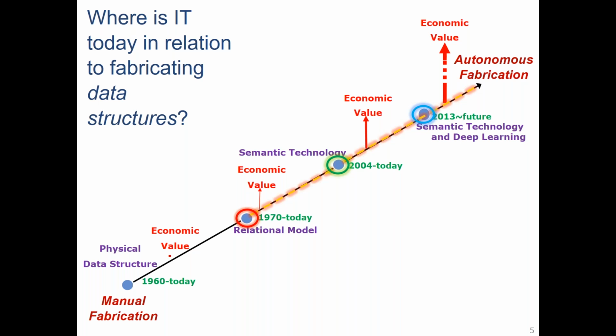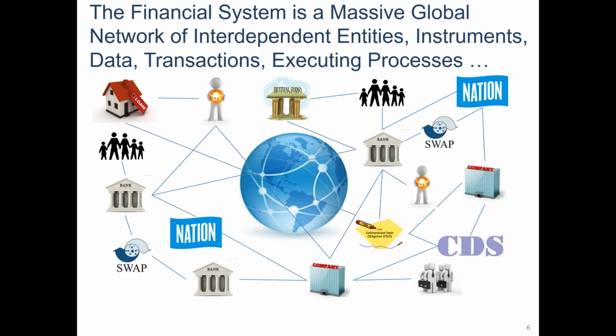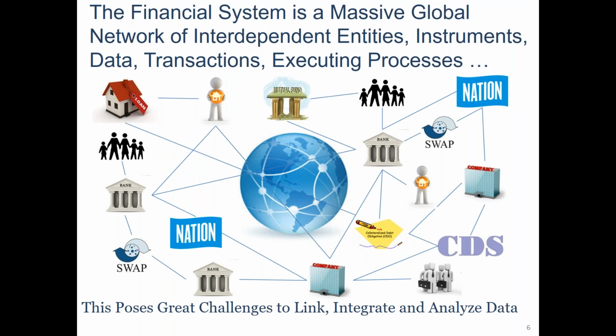FIBO is a pathway for us. It is the way for the financial industry to achieve economic value on a logarithmic scale. So the challenge now: the financial system is a major, massive global network of interdependent entities, instruments, financial processes, data, transactions. It is one massive network. This creates tremendous challenges, though, for us, and especially for regulatory authorities, to link, integrate, and analyze the data.